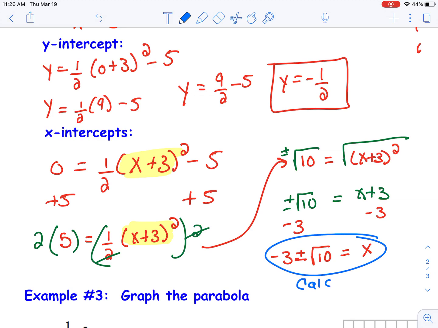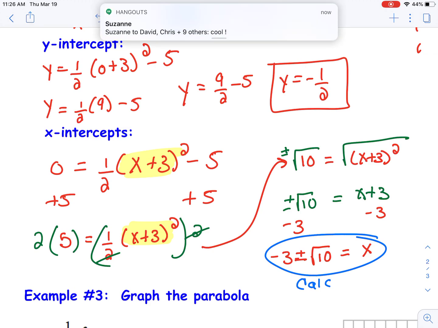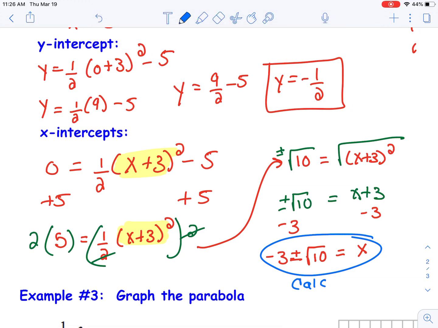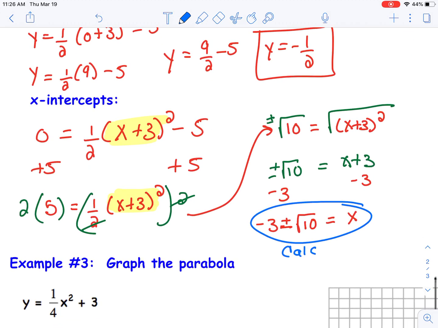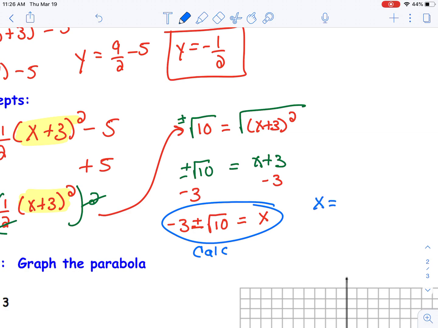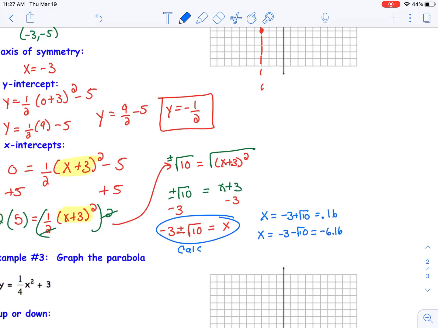And I will end up getting, let me see what I get for my answer. -3 plus radical 10 gives me, let's do this over here, x equals -3 plus radical 10, which is 0.16, and x equals -3 minus radical 10 is equal to -6.16. So these are my x-intercepts.